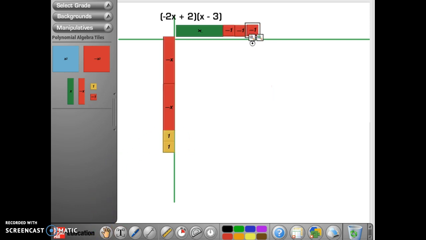And one more to try. Now we have negative 2x plus 2. So I know it looks silly having that negative there, but it's there. We have negative 2x plus 2 and then x minus 3. So let's start building this.